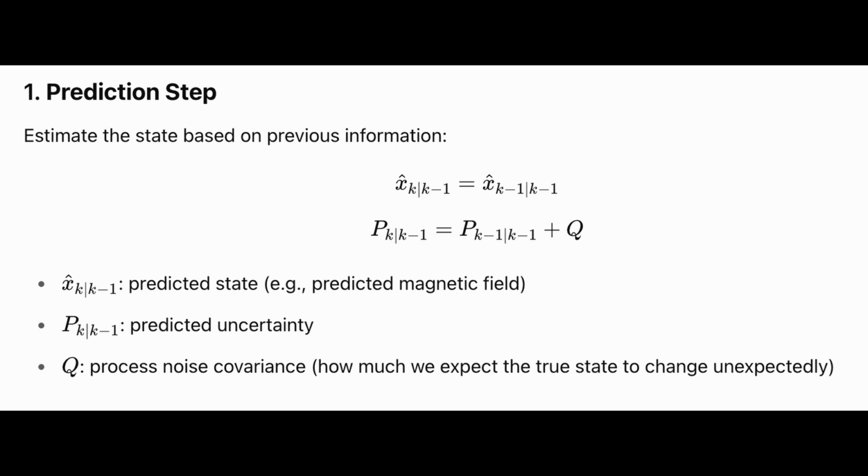The first step is the prediction step. You estimate the state based on previous information. At each time step k, you calculate the predicted state x hat at time step k given the k minus 1 step, and the predicted uncertainty P at time k given the k minus 1 step. Additionally, you add the process noise covariance matrix Q, which is a constant.